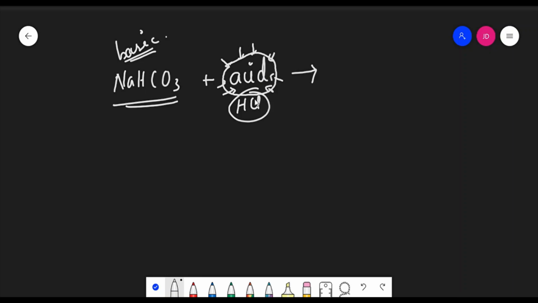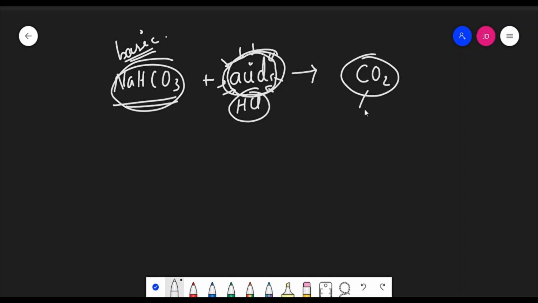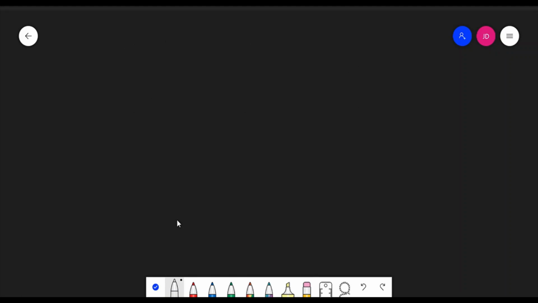Okay, and it's given that it is also used in soda acid fire extinguishers, where they take acid and soda, and when acid and base react, we get carbon dioxide produced, and that is used in fire extinguishers. Okay, so that was all about our baking soda. So our next topic is washing soda.